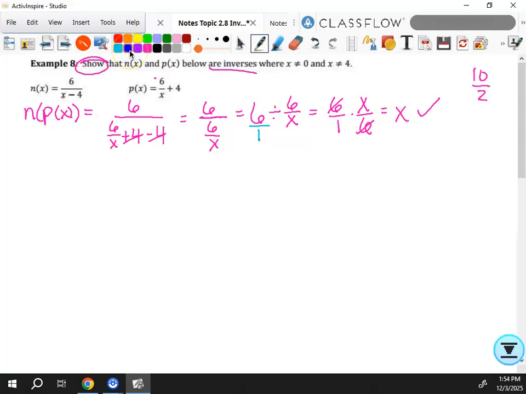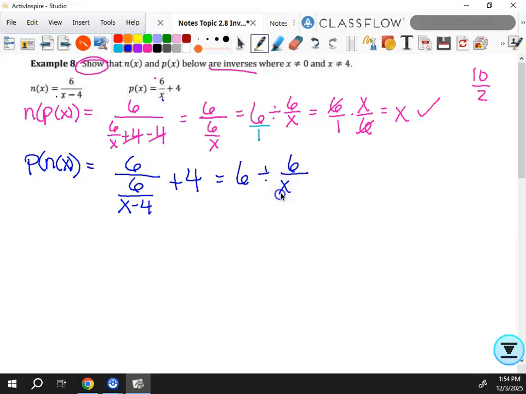All right. So then if I need p of n of x, now I'm going to take this and put it in here where this x is. So I'm going to get 6 over x minus 4, and then plus 4. Can I zero those 4's out right here, right now? No, that would totally not be legal. I have to take care of this fraction first. So this is going to become 6 divided by 6 over x minus 4. Put that 6 over 1. Keep, change, flip. 6 over 1 times x minus 4.